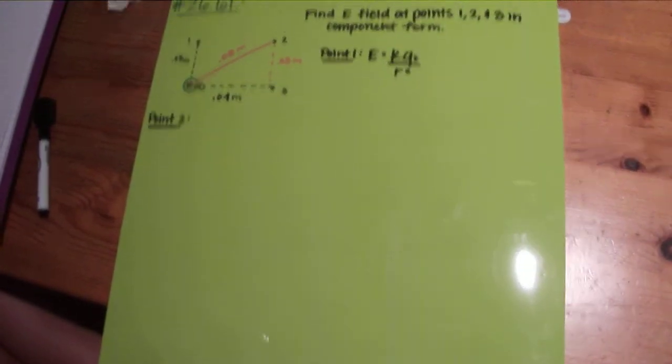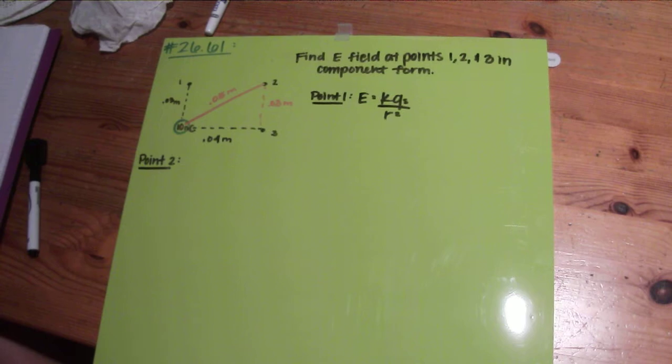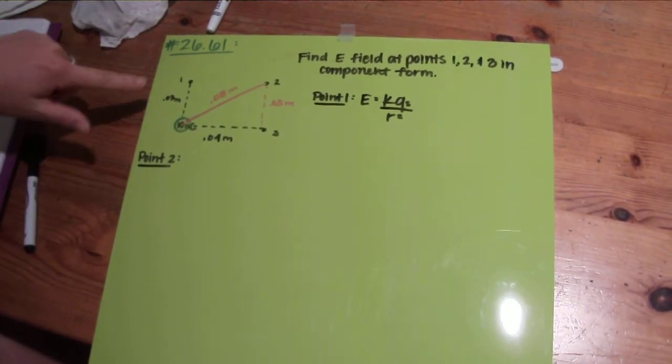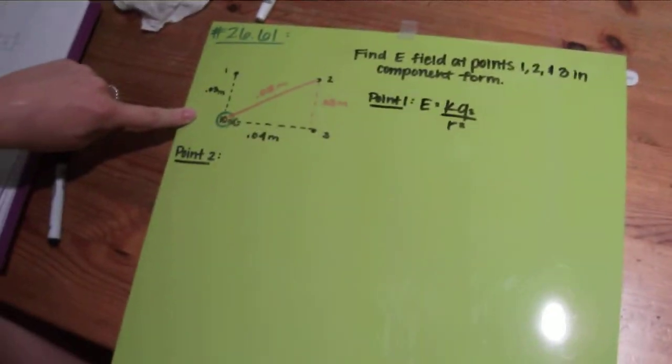Hi, my name is Sarah, and I'm doing number 61 in chapter 26. The problem asks to find the E field at points 1, 2, and 3 in component form. And so this is the layout.